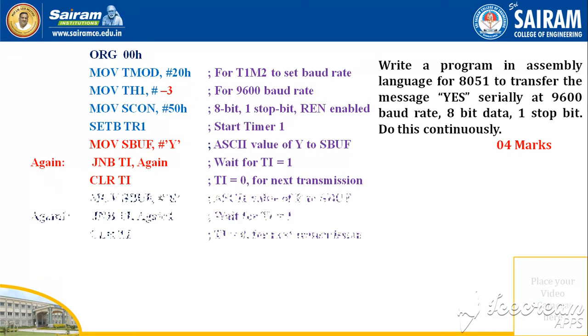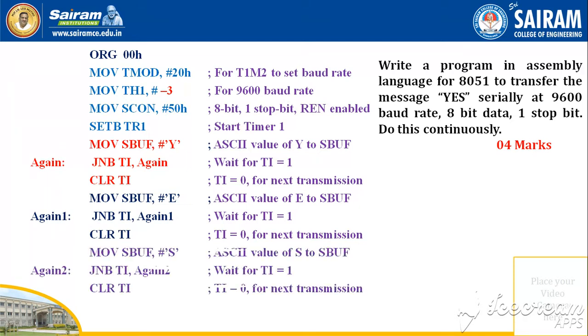Same thing: load SBUF with E, jump on no bit TI, again 1 and clear TI. Why do I use different instructions here? Otherwise you will get an error. Here also, if you use the same again, you will get an error. Same thing for the third character: SBUF is loaded with S, monitor the flag, clear the TI flag, and then repeat. Again load Y, monitor the flag, load E, monitor the flag, and like this it continues.